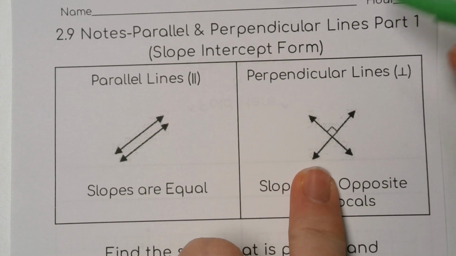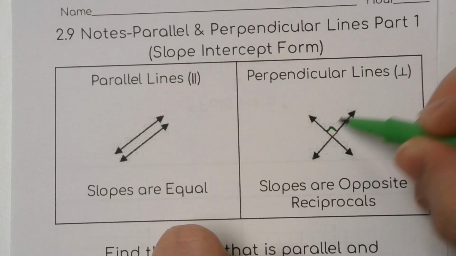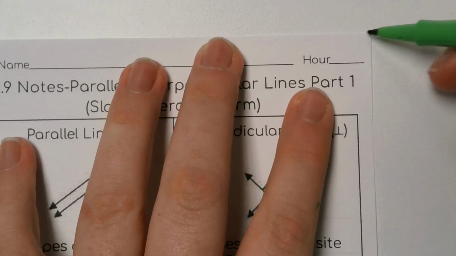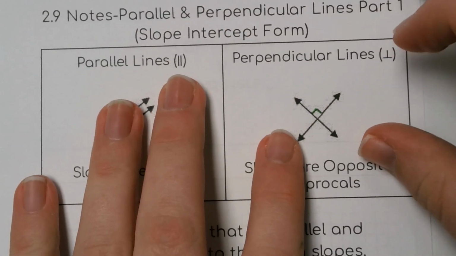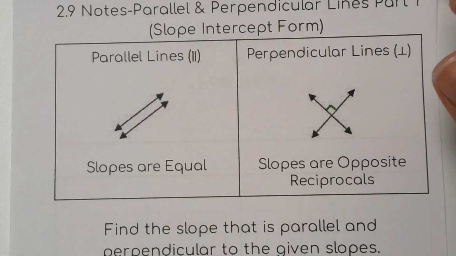Perpendicular lines, this is their symbol, an upside down T. They cross and they specifically make a 90-degree angle. Some examples of a 90-degree angle: the corner of your paper, or where the wall meets the floor. Those are perpendicular to each other.